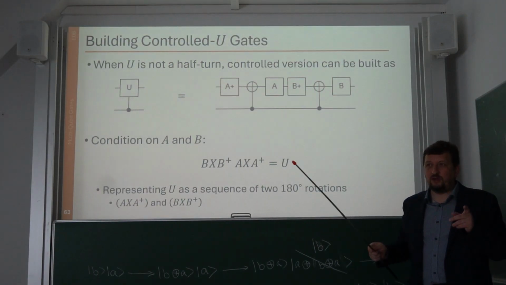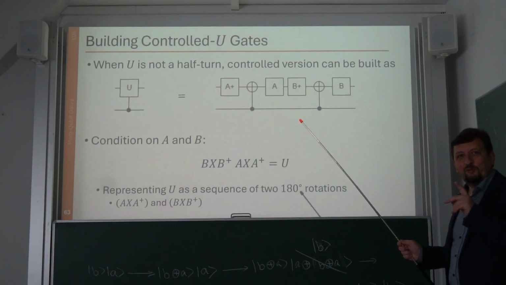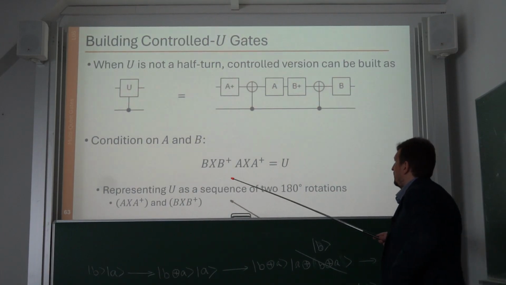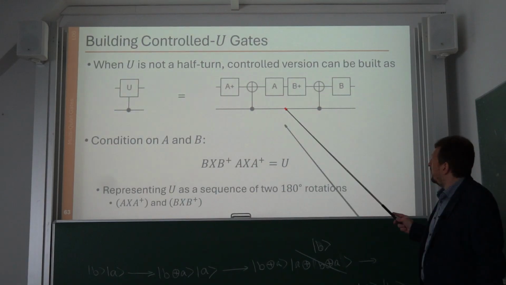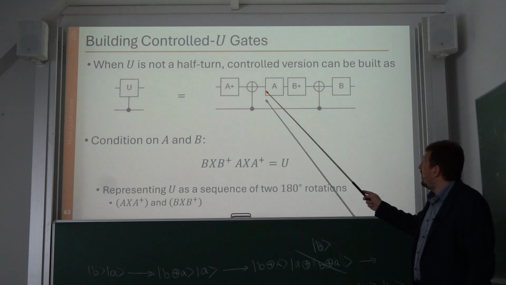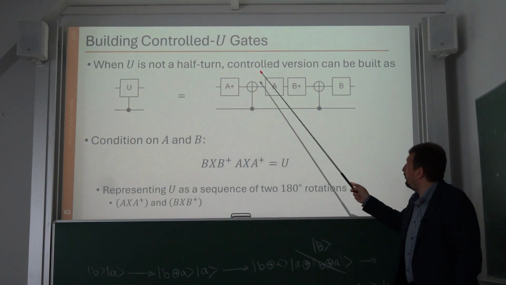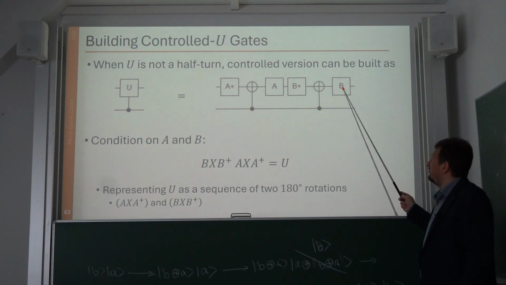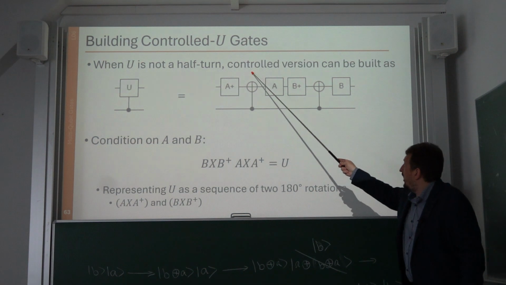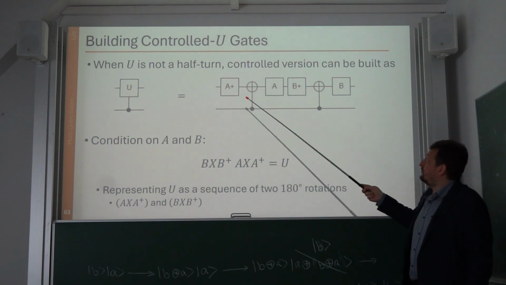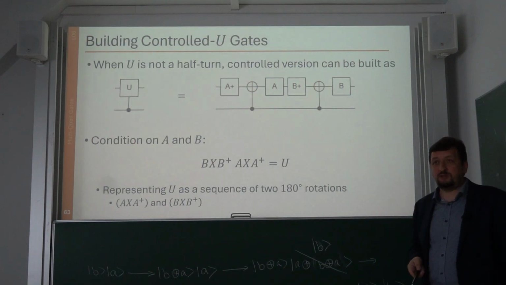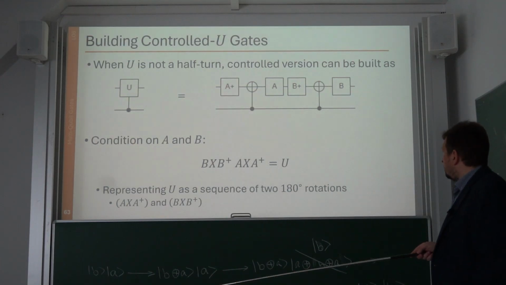So probably here you need some help of computers, because by hand it's often quite difficult. But this can always be done. And this is the decomposition. So if the control qubit is 0, I have A plus A, which is identity, B plus B, which is identity. So it does nothing. If the control qubit is 1, I have one rotation about axis A, I have rotation about axis B, and this is my desired gate.